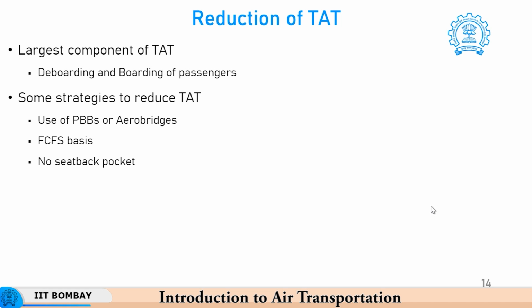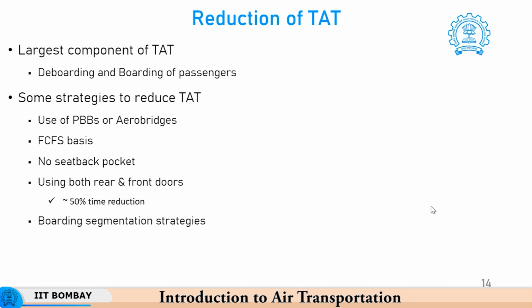Then many airlines use strategies so that the time required to clean the cabin is reduced. It has been found that if you do not give any seat back pocket, then there is less time needed by the crew members to clean the aircraft between two departures. Then one can use both the front and the rear doors for deboarding and boarding in the aircraft, that will save time. And studies have shown that you can reduce the time by about 50%.